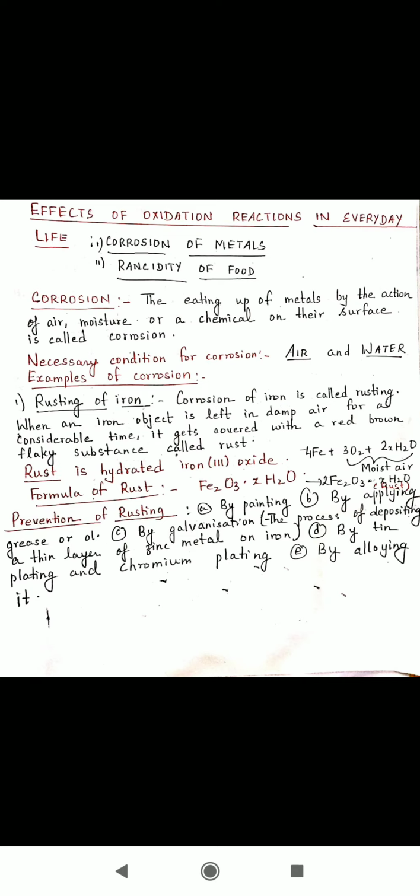There are different methods by which we can prevent rusting. One is by painting or by applying grease or oil on the surface of the iron article. Another is galvanization, which means giving a coating of molten zinc on the surface of iron so that zinc covers the iron, and as zinc is more reactive than iron, it will not allow iron to react. Or by giving a coating of tin or chromium, or by alloying it with other metals.